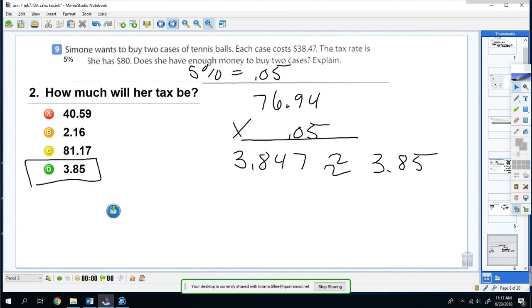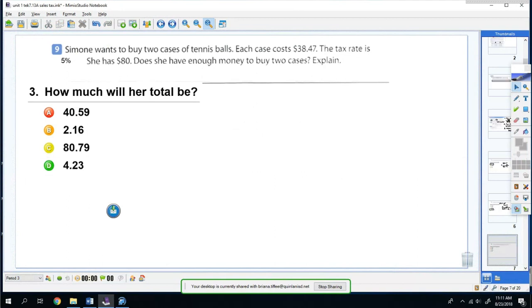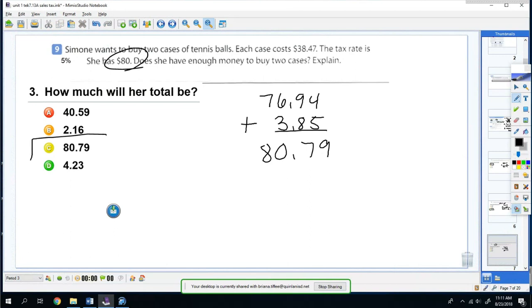Now the final step is you're going to take your subtotal of $76.94 plus the $3.85 to find your total. When you add it together, you get $80.79 as your grand total. She does not have enough money. She only brought $80. She needs $80.79.